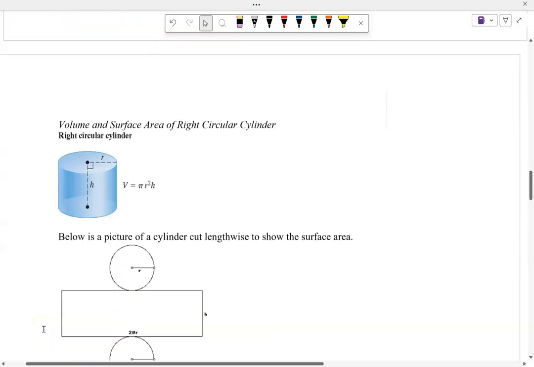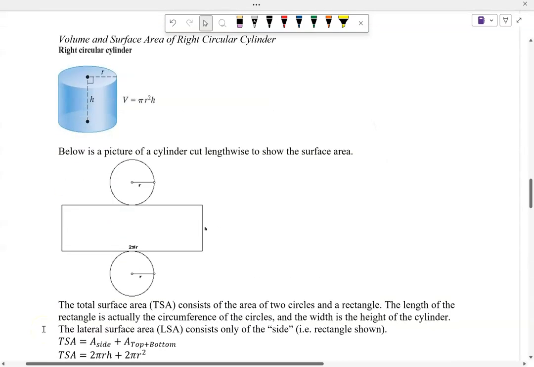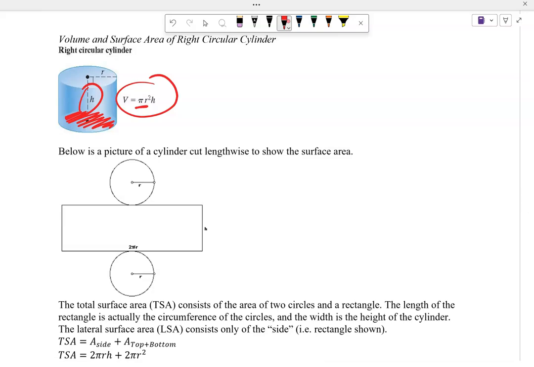Now we're going to look at a right circular cylinder. The volume of that is the area of this base here, which is a circle, right? The area of a circle is pi r squared. You see the pi r squared right there? Then if you multiply by the height, you'll get the volume. So pi r squared h is the volume of a right circular cylinder. It's the area of the base times the height, right? The area of that circle is pi r squared.